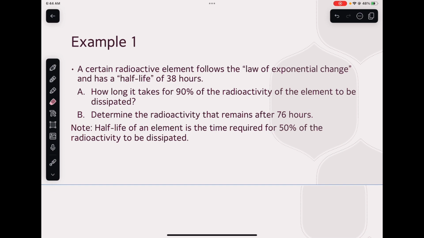So remember in chemistry that whenever we are given the half-life, that is the time it would require for the original amount of the substance to be reduced to 50% of its original amount. Once an element or a substance reduces its value to 50% of its original amount, the time it takes is what we call the half-life. In this case, the half-life of the element is given to be 38 hours.